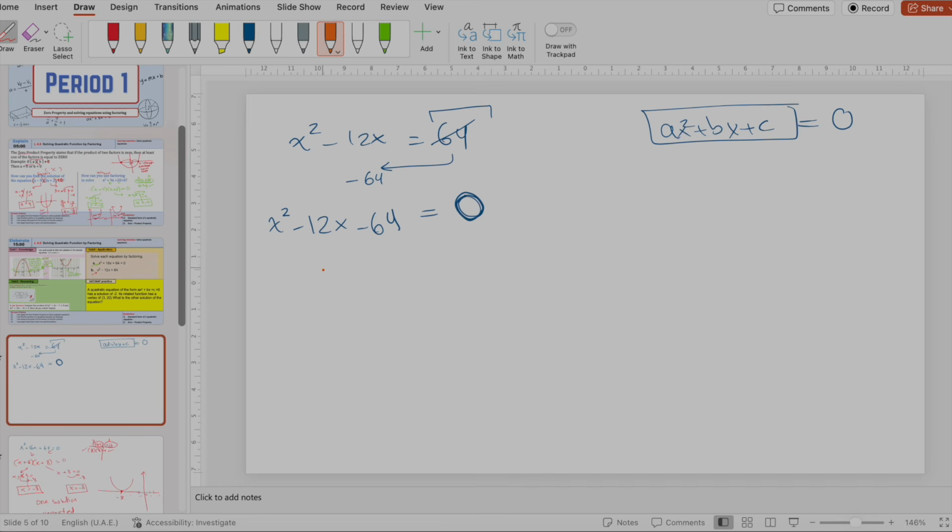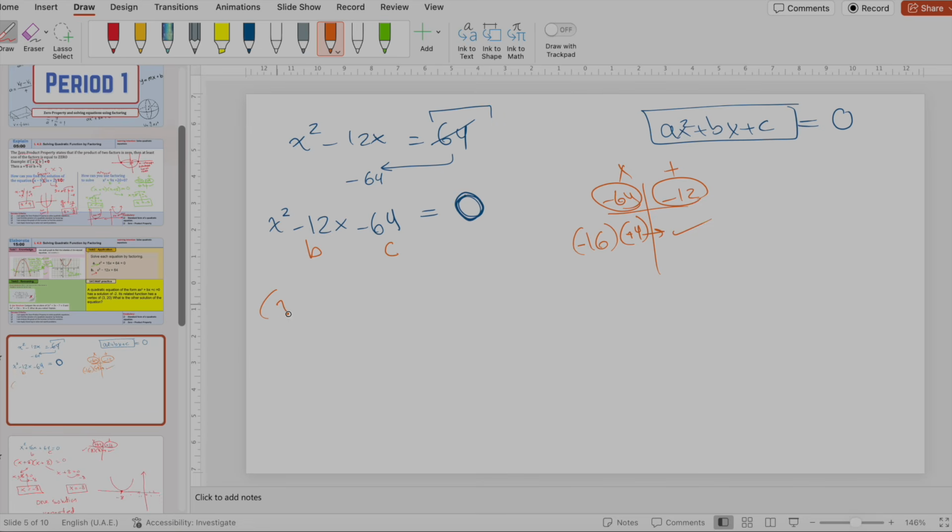I can use factorization. That's the b, this is the c. I want to think about two numbers. If I multiply them, I'm going to get negative 64. And if I add them, I'm going to get negative 12. So multiplication is negative 64, addition is negative 12. I'll give you the answer right away, but you can go through the steps. It's basically positive 4 with negative 16. If you multiply them, you're going to get negative 64. If you combine them, you're going to get negative 12.